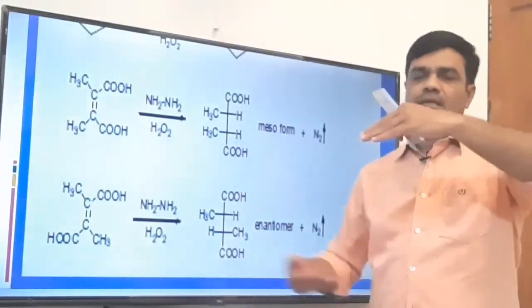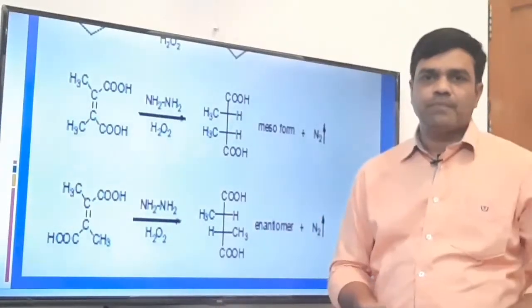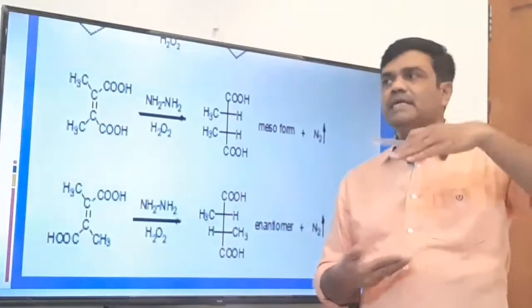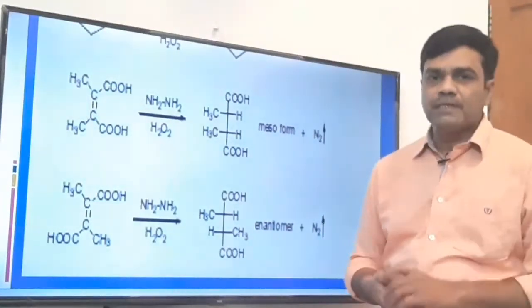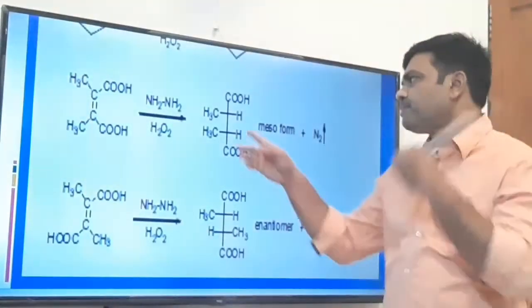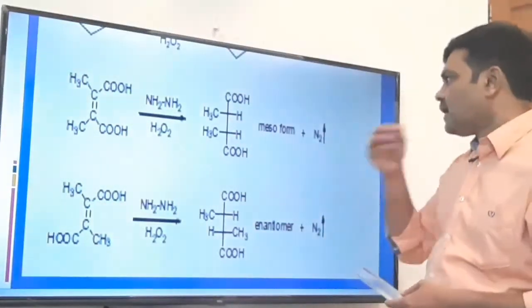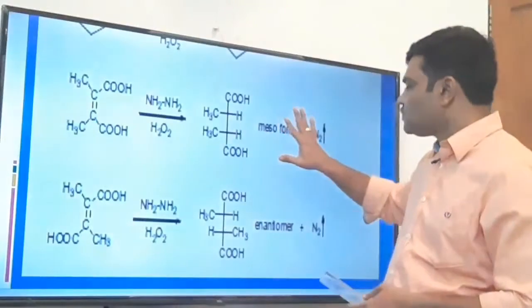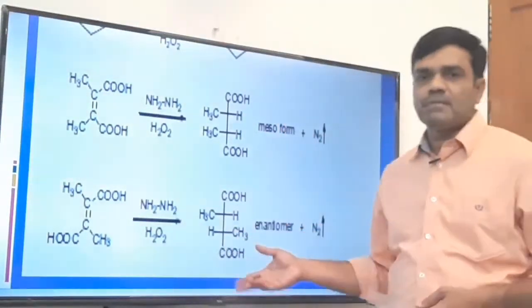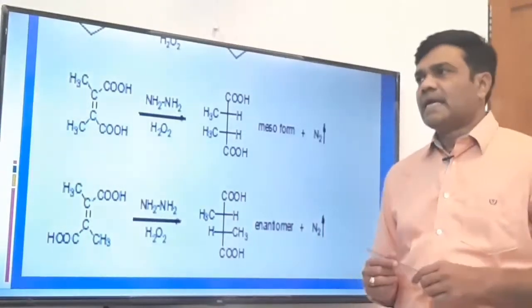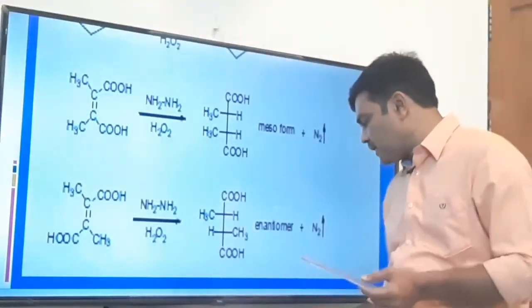Or if one is R, the other is S, then the net result is 0. Or in case of dextro-laevo, we can say if one has the D and the other has the L configuration, then the net optical result is 0, and that's why it is optically inactive. It is a meso form. However, in case of the trans compound, we get the enantiomers, which are optically active.